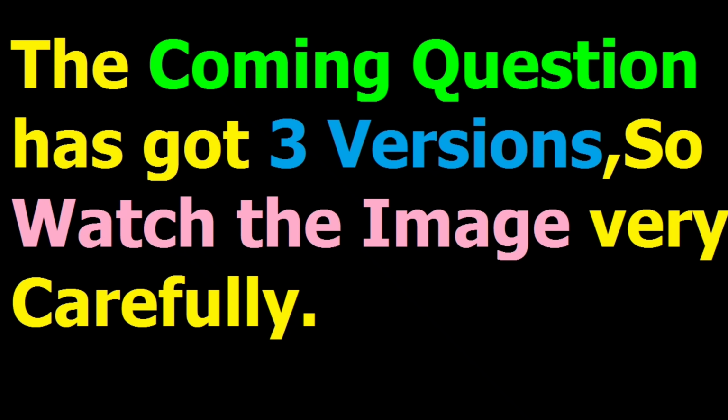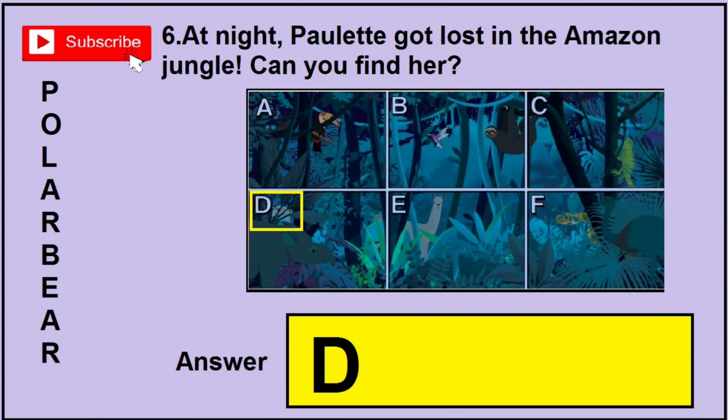Now this coming question has 3 different versions or types, so you need to watch the image very carefully, and here you need to find the position of the polar bear, okay. It may be in different positions. For example, in version 1 of this question, you can see here the polar bear is in the box D. So just click D, and specifically you need to see this position, okay. So if you find the same image that I have shown here, then just click D in the option.